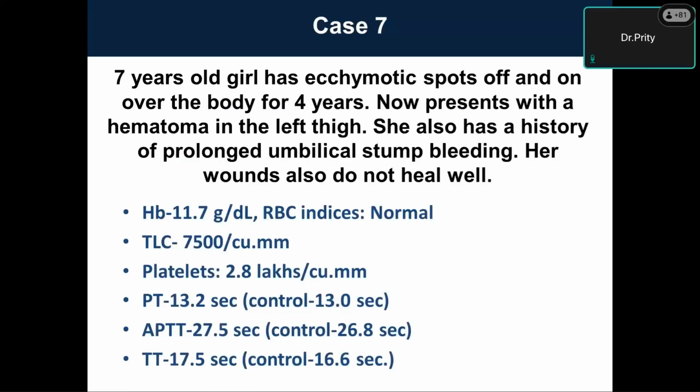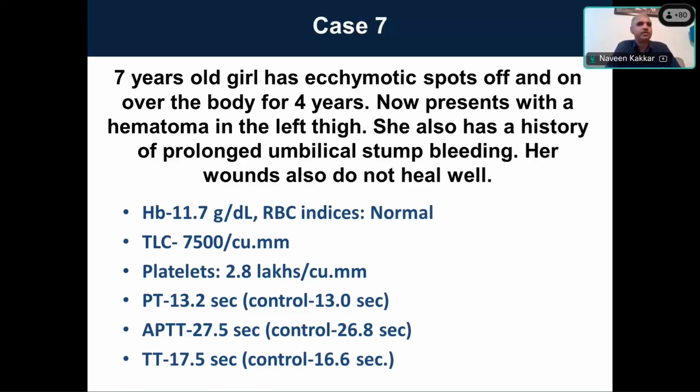Yes, sir. So, a 7-year-old girl has ecchymotic spots off and on over the body for 4 years. Now she presents with a hematoma in the left thigh. She also has a history of prolonged umbilical stump bleeding. Her wounds also do not heal well. In the lab, sir, the PT is almost normal, the aPTT is almost normal, and the TT, the thrombin time, is also normal. According to the history, we can see prolonged umbilical stump bleeding, so we can suspect factor 13 deficiency, sir.